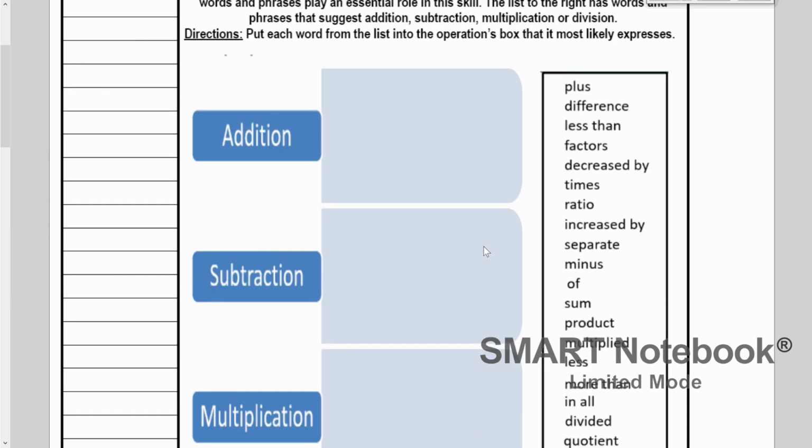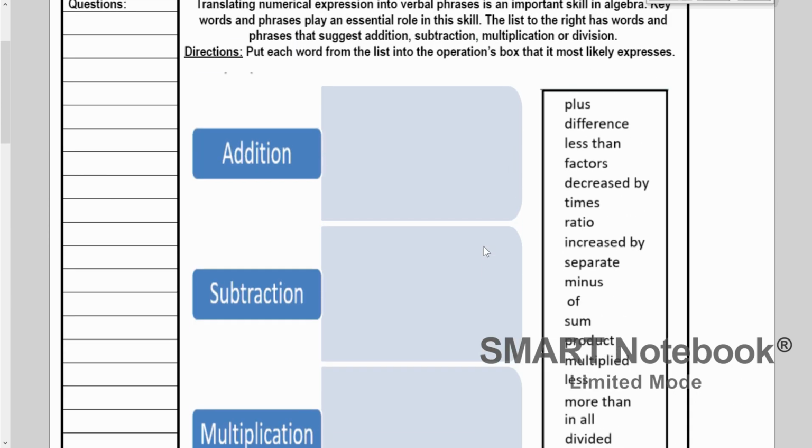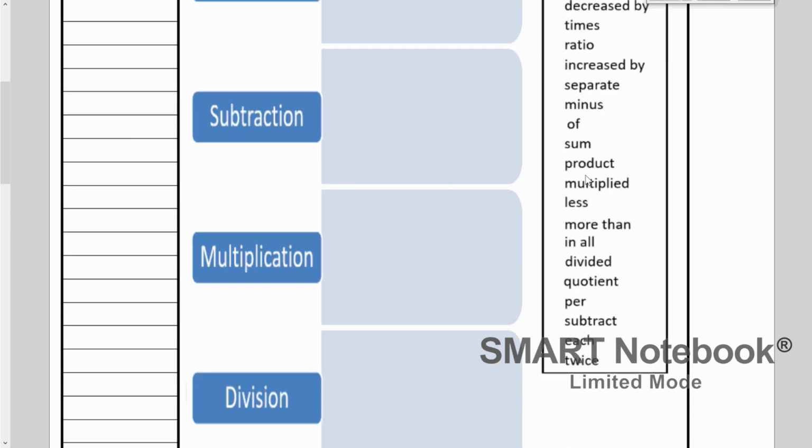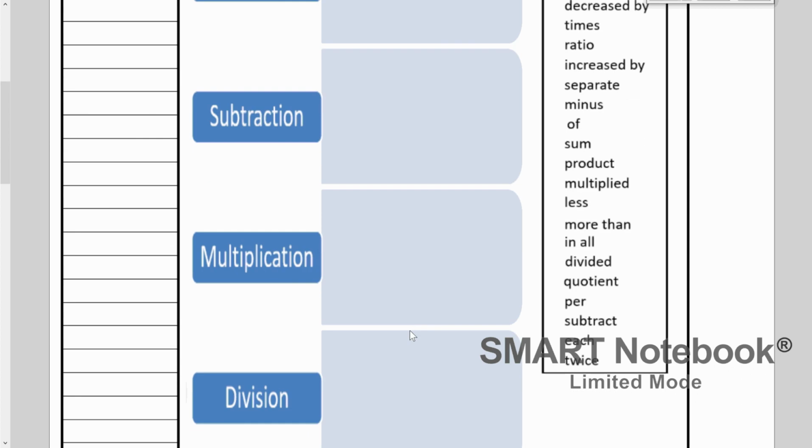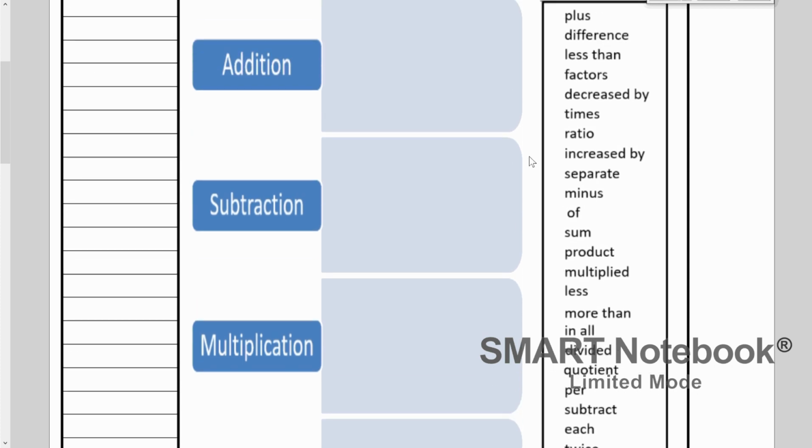Okay, so to help us out with that, we are going to sort these keywords into which operation they go along with. That way, this page can be a really great resource for you when you're writing these algebraic expressions to reference, so that you know, oh, difference, okay, that means addition or subtraction or whatever it is.